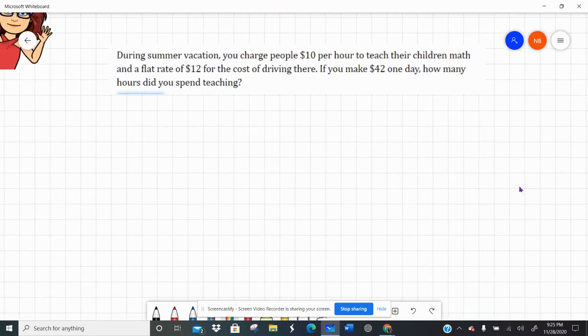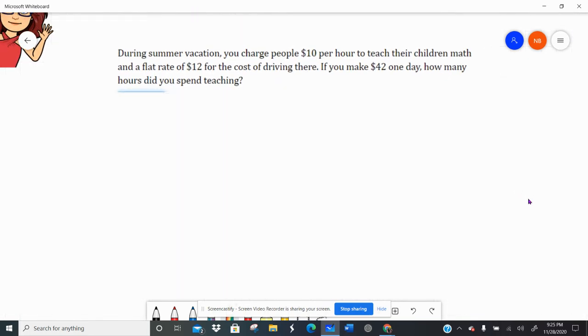It says, during summer vacation, you charge people $10 per hour to teach their children math and a flat rate of $12 for the cost of driving there. If you make $42 one day, how many hours did you spend teaching? So let's unpack what this is saying.